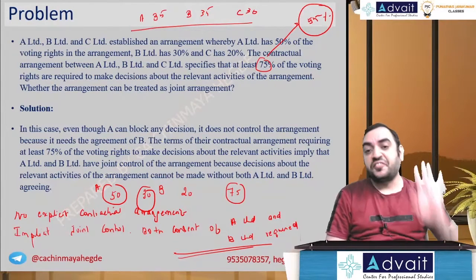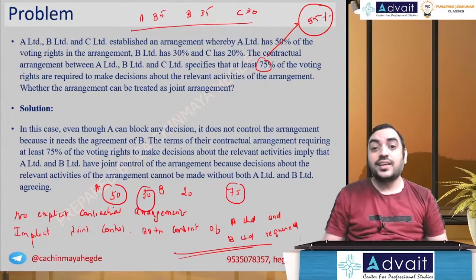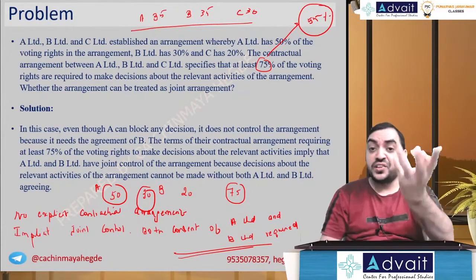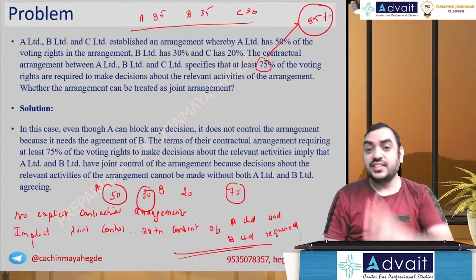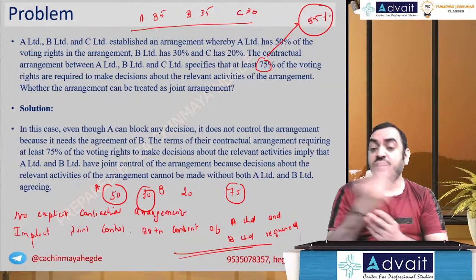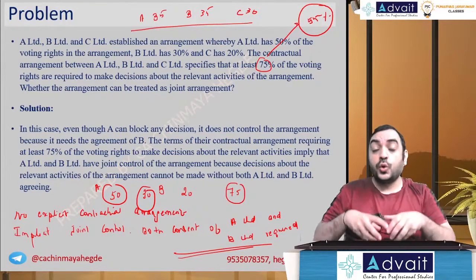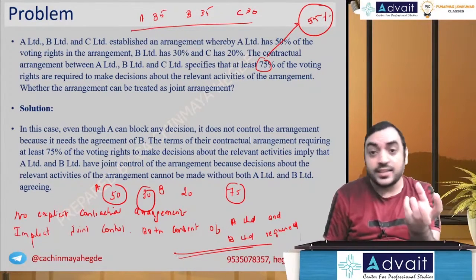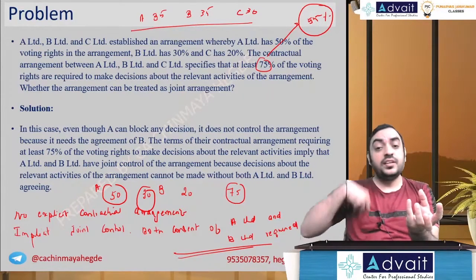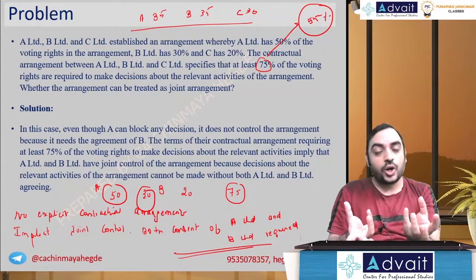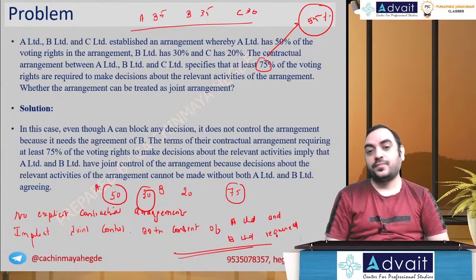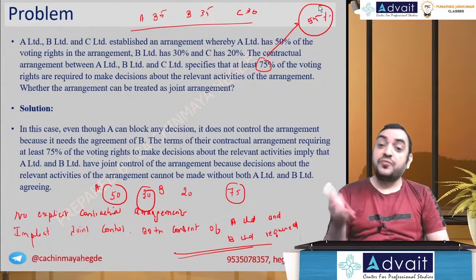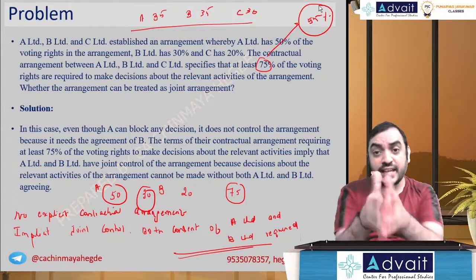Can A stop the decision? A says no, 35, out. Remaining B and C can join. If B says no, A and C can join, 35 plus 30 becomes 65. If C says no, 35, 35, 70 can pass the resolution. So, one person individually cannot make the decision and one person individually cannot stop the decision. Sir, then people have to come together, sir. Yes, and if people have to come together, does it mean they have joint control?